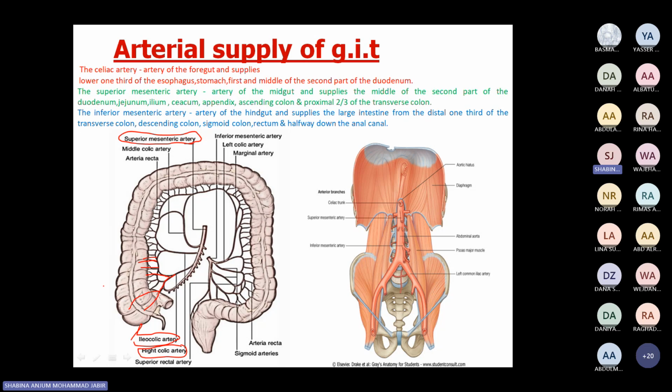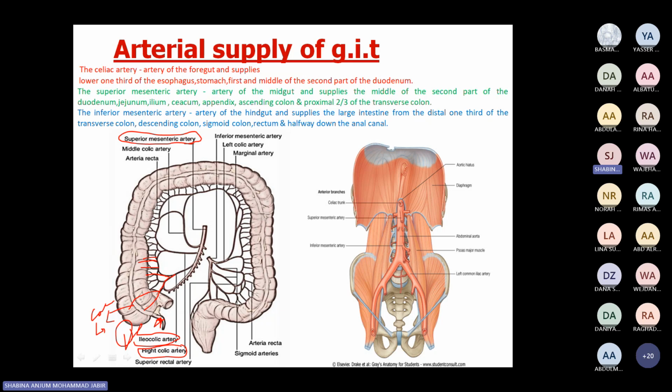So ileocolic means it is going to supply some part of the ileum, of course, because the ileum will also develop from the midgut. So the first artery is our ileocolic artery. It will give ileal branches. Then it will give branches to the cecum. Okay, this is the cecum. What branches? Anterior and posterior cecal arteries. From the posterior cecal artery you will get the appendicular branch for the appendix.